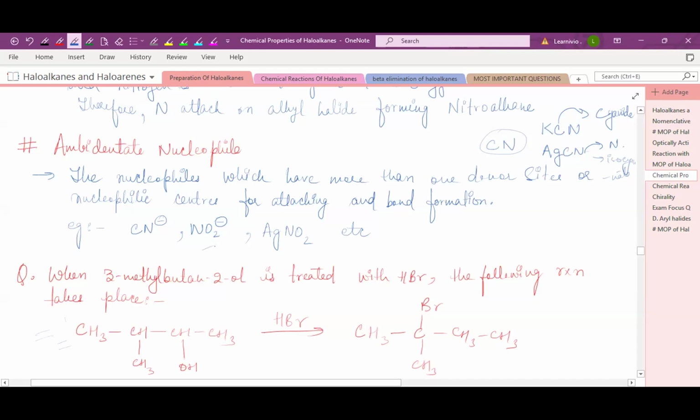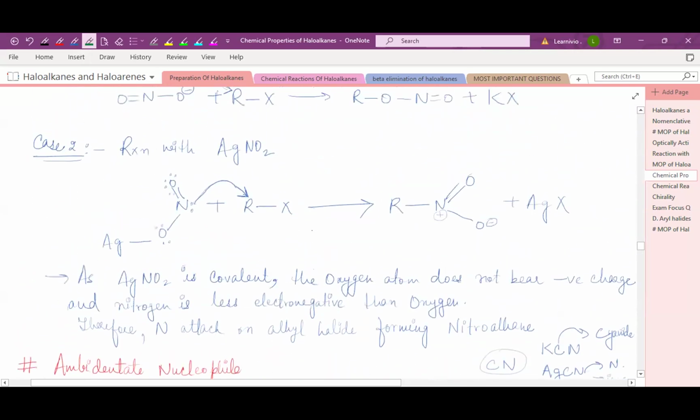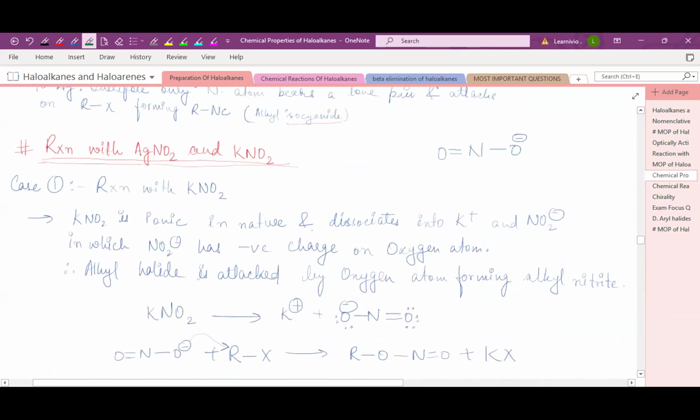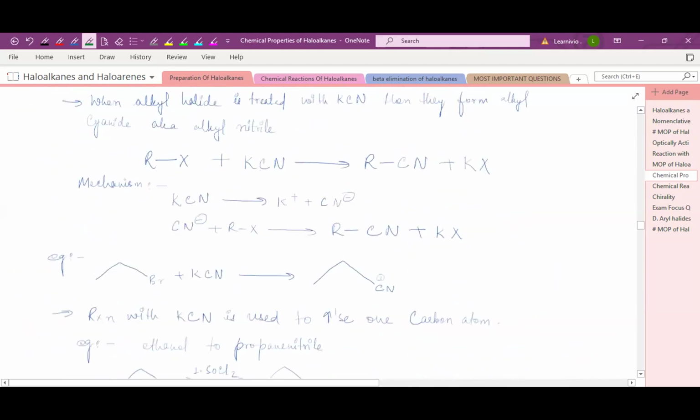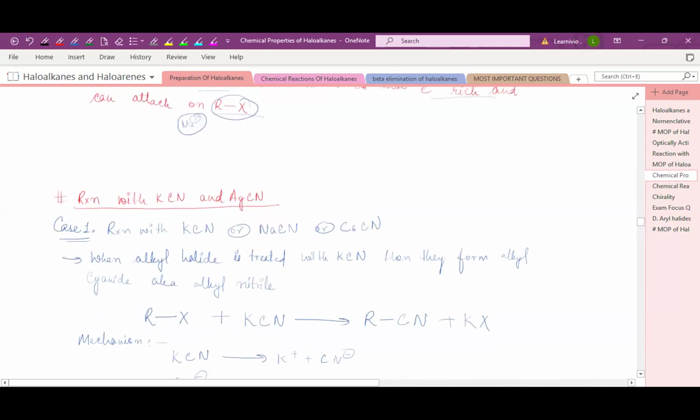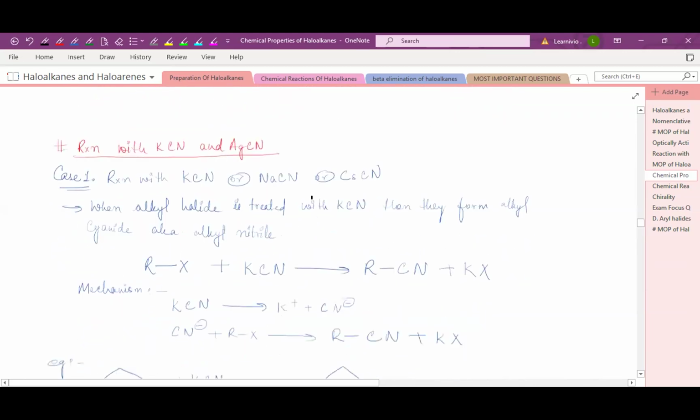NO2 is again an ambidentate nucleophile. It can attack from the oxygen side or the nitrogen side also. So AgNO2, your KCN, your AgCN, and KNO2 is another ambidentate nucleophile. We will see that this question is again very important. I have seen it many times in the previous year questions.